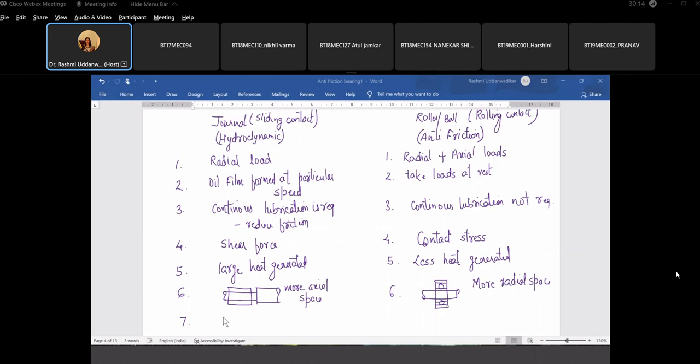So with this logic, because of the formation of oil film, this can better absorb shock as compared to this. Since this is solid, this cannot absorb shocks. This is good for frictionless motion, but not designed for shock.